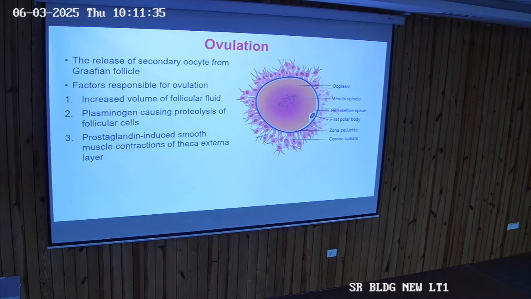Then the plasminogen causes the proteolysis of the follicular cells. If the follicular cells get destroyed or degenerated, then only the ova will be released. And prostaglandin-induced smooth muscle contractions of the theca externa layer will occur. So because of these three things, the LH surge stimulates all these processes through which ovulation will occur.